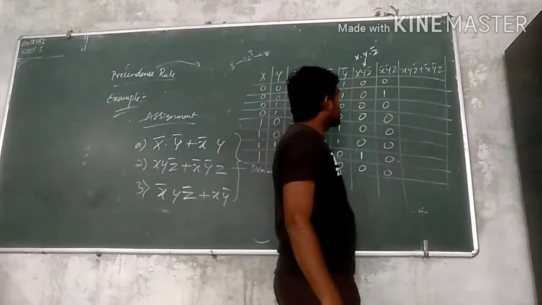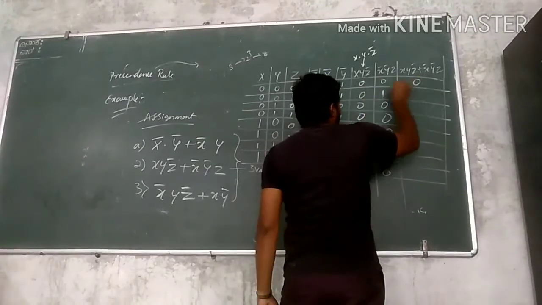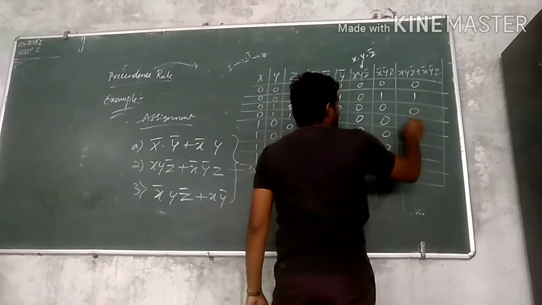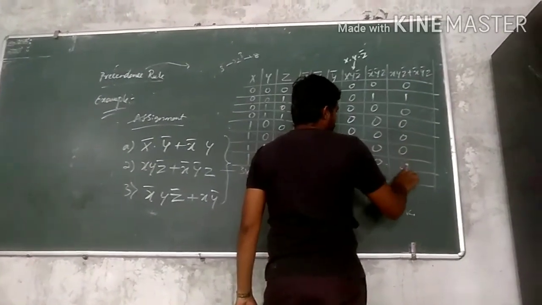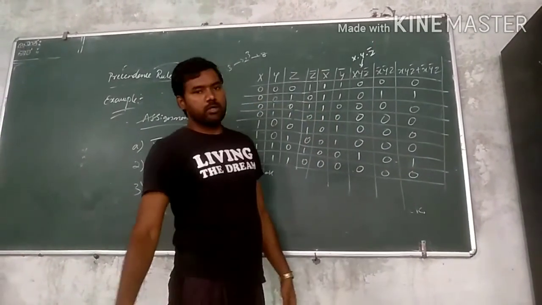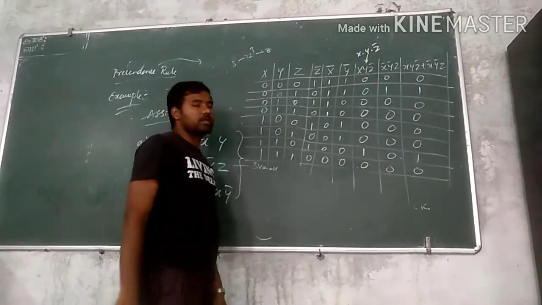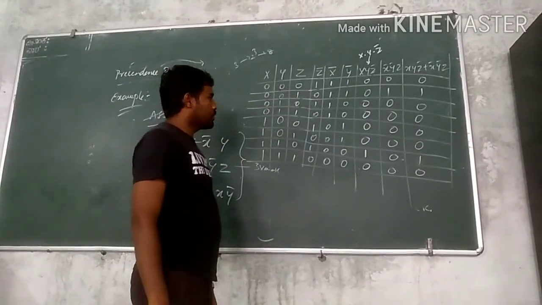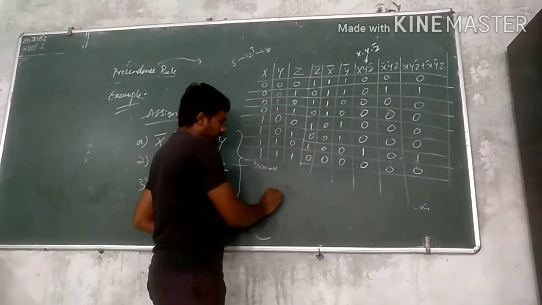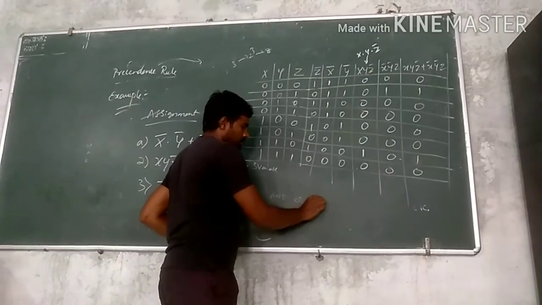And the last equation is the addition of these two terms: 0 plus 0 is 0, 0 plus 0 is 0, 1 plus 0 is 1, 0 plus 0 is 0. So this is the way of solving the Boolean expression using the truth table. You should understand the AND operator, OR operator, and NOT operator.